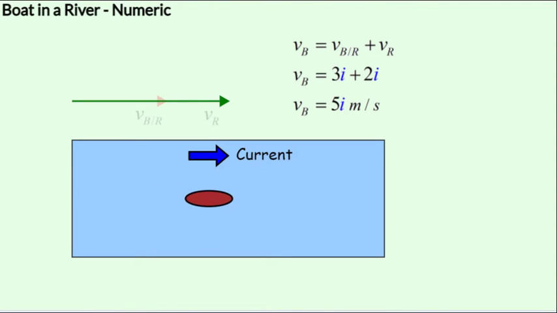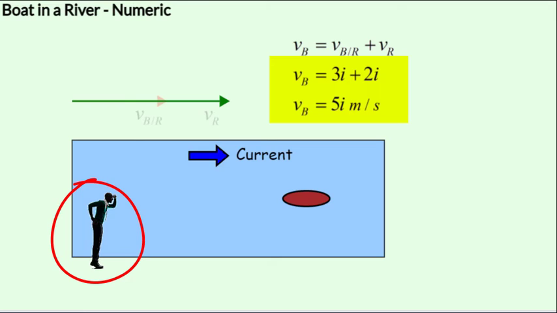We've seen that the velocity of the boat with respect to the ground can be expressed as the velocity of the boat with respect to the river plus the velocity of the river. So VB equals VB with respect to R plus VR. And this turns out to be 5i, which means that a stationary observer on the ground will see the boat moving at 5 meters per second. The boatman is rowing the boat at 3 meters per second, and the river current is aiding the movement of the boat along the same direction at the rate of 2 meters per second.